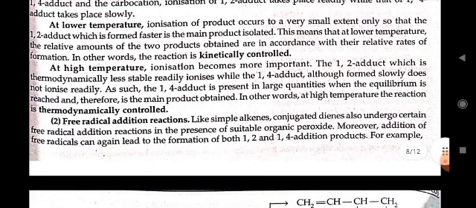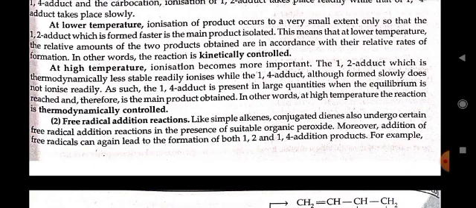At higher temperature, ionization becomes more important. The 1,2 adduct, which is thermodynamically less stable, readily ionizes, while the 1,4 adduct, although formed slowly, does not ionize readily. As such, the 1,4 adduct is present in large quantity when the equilibrium is reached and is therefore the main product obtained. In other words, at higher temperature, the reaction is thermodynamically controlled.